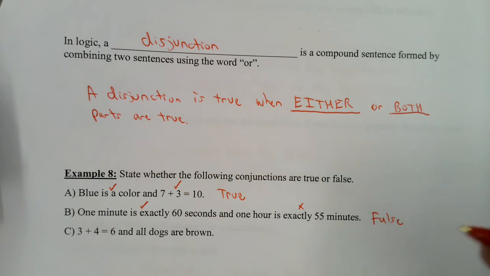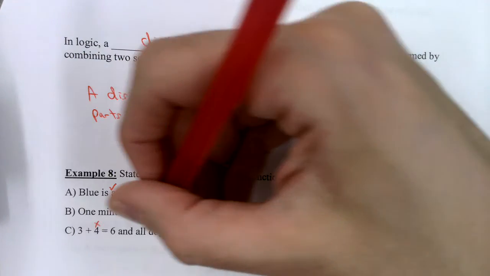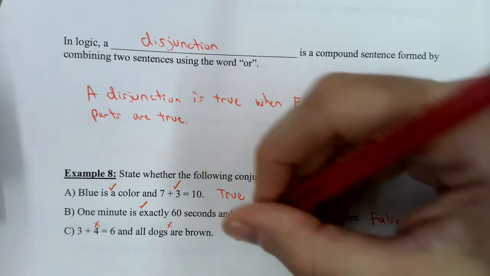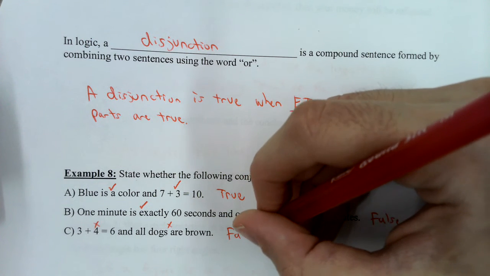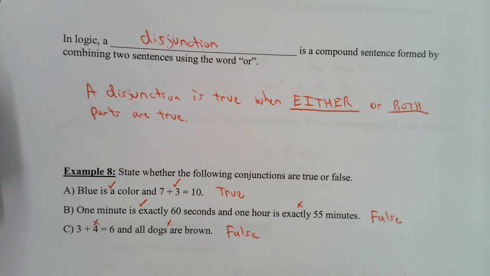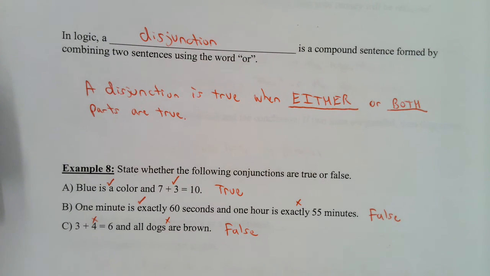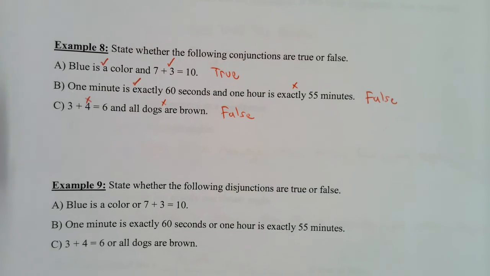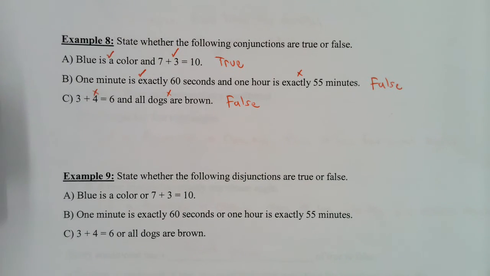In part C, 3 plus 4 equals 6, no. And all dogs are brown, no. They're both false, so the answer is false. They have to both be true for it to be true. Okay, last example. Example 9, the same sentences, but now we're doing disjunctions.